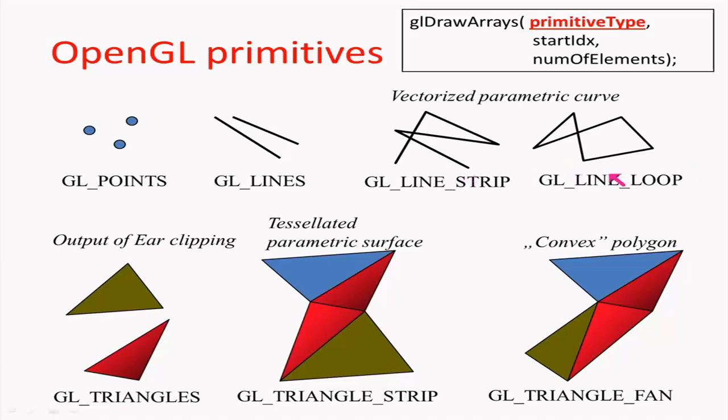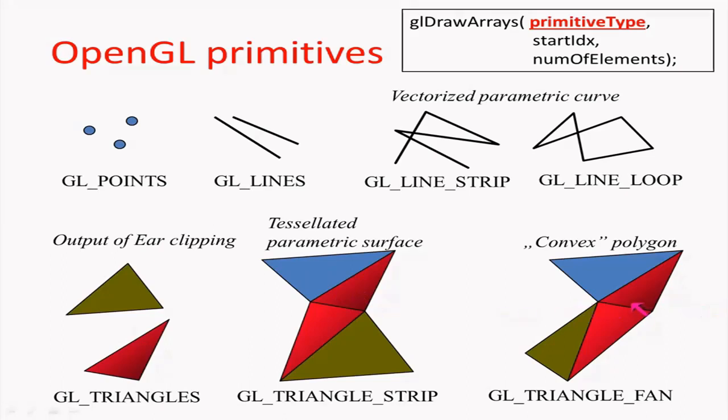GL_LINE_LOOP is similar to GL_LINE_STRIP but adds one more edge between the last and very first vertices. GL_TRIANGLES require vertices of multiples of 3, and each 3 vertices define a new triangle. We use it, for example, when the polygon is decomposed to triangles with the ear clipping algorithm. GL_TRIANGLE_STRIP needs 3 vertices for the first triangle, then any additional vertex introduces a new triangle of the last, previous, and the previous of the previous vertices.